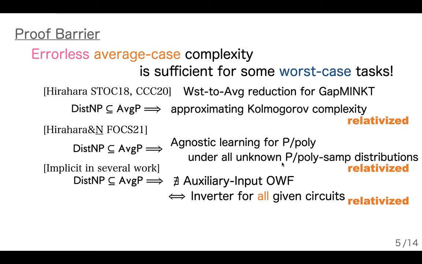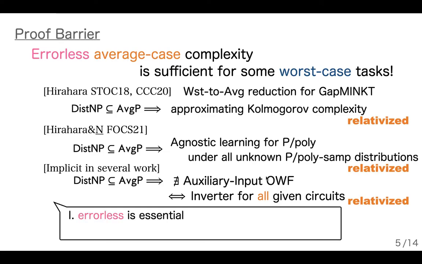And I think there are at least two opinions for this. The first one is, we assume errorless average-case complexity in these two works, so the errorless part is really essential. Or the second one is, the errorless part is not so essential, and in fact the framework of average case is capable of more than we expected.